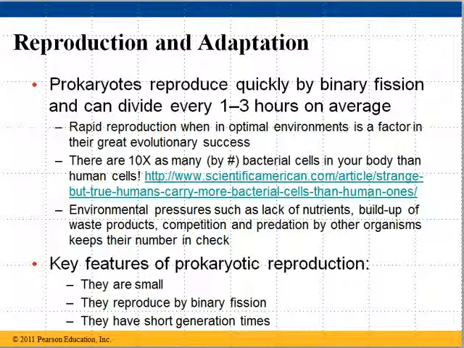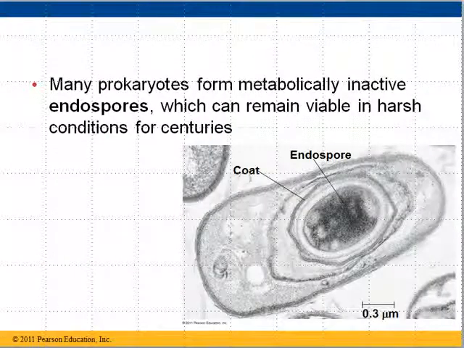Now, of course, these bacterial cells can't constantly reproduce because there are environmental pressures that keep them in check. Same thing that keeps the number of lions in check or the number of grasshoppers in check. It's going to be the lack of nutrients, the buildup of waste products, competition, predation by other organisms, that type of thing. So the key features in the ability of the prokaryotes to reproduce is the fact that they're very small, they reproduce very quickly by binary fission, and they have very short generation times. So when things are good, they can reproduce pretty wildly and they can do that very quickly.